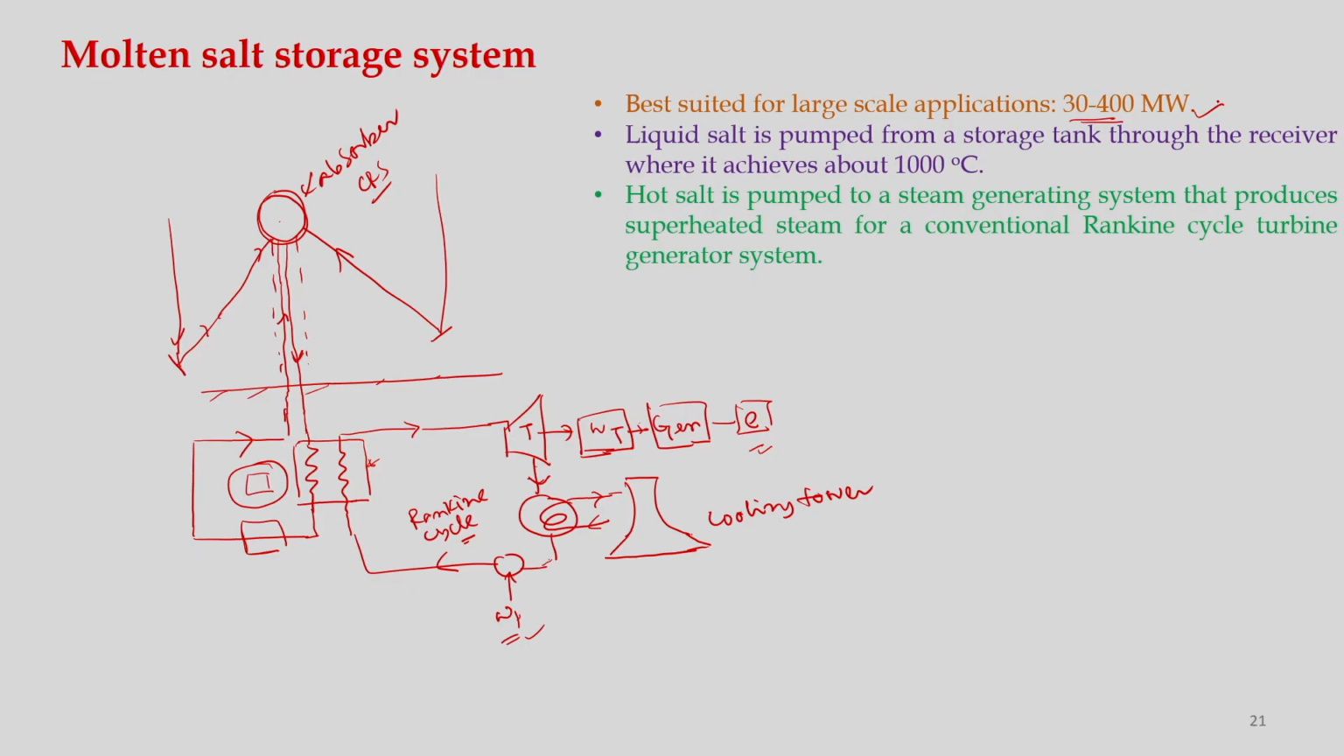Okay. It is a big unit, and liquid salt is pumped from a storage tank through the receiver, where it achieves about 1000 degrees C, and hot salt is pumped to the steam generating system that produces superheated steam for a conventional Rankine cycle turbine generator system. Okay. That is why it is shown here, right.